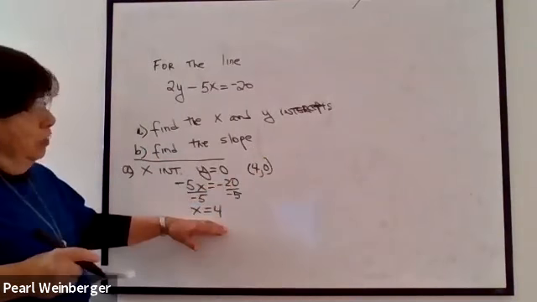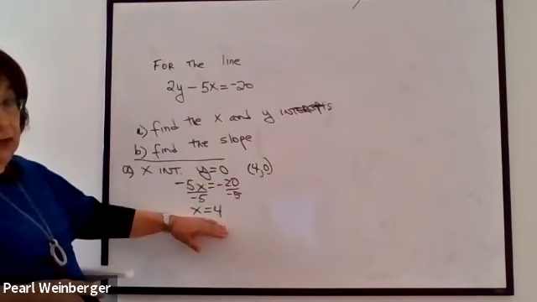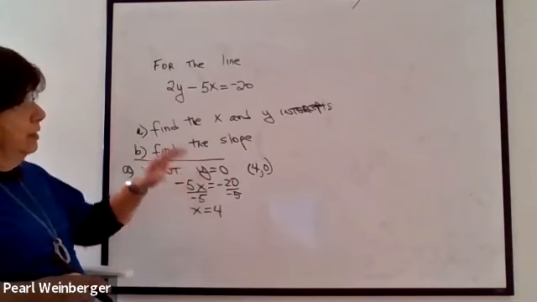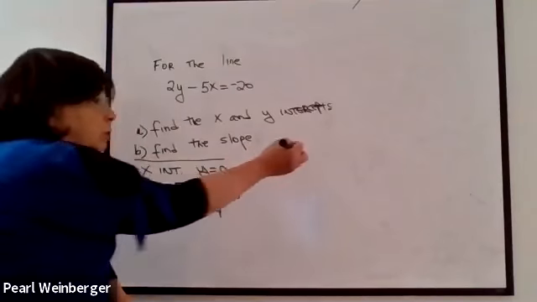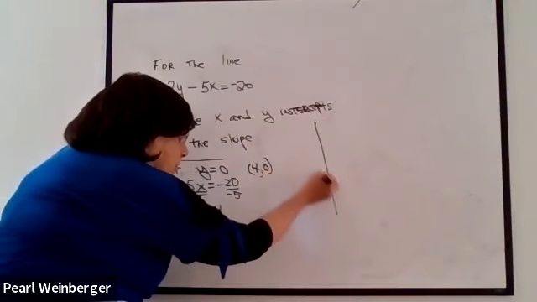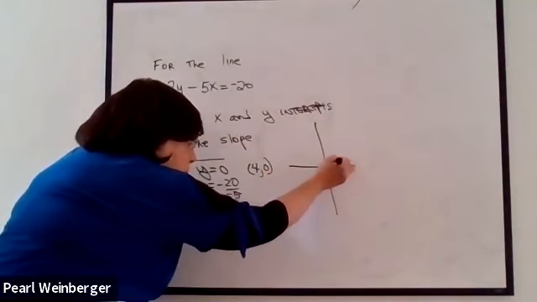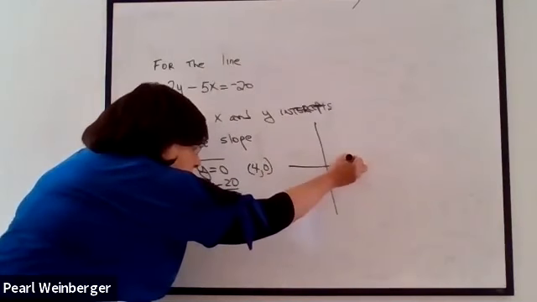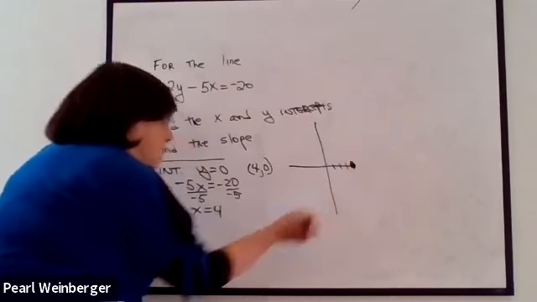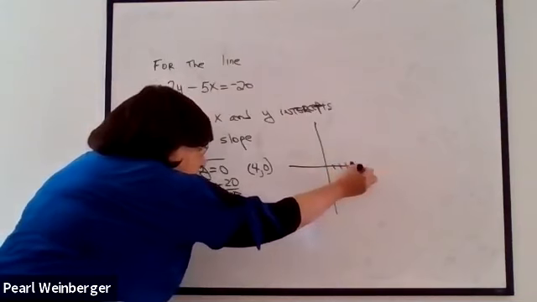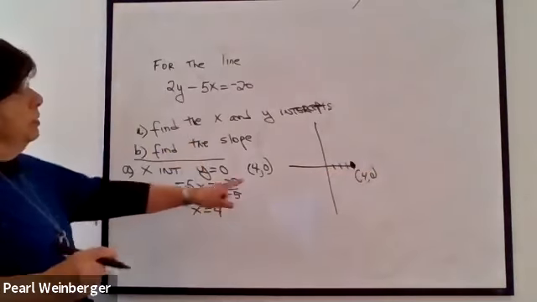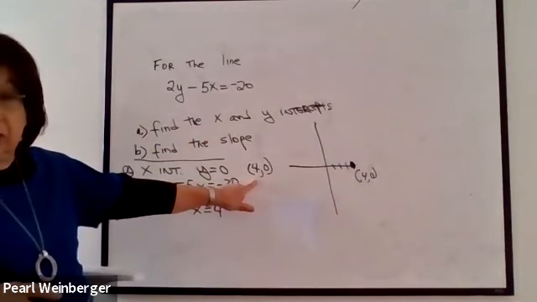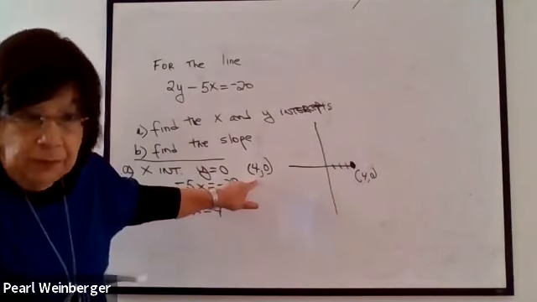It's perfectly all right to say the x-intercept is 4, but you have to realize that an x-intercept is a point, and therefore it has to have both an x and a y value. So more accurately, we say the x-intercept is (4, 0).